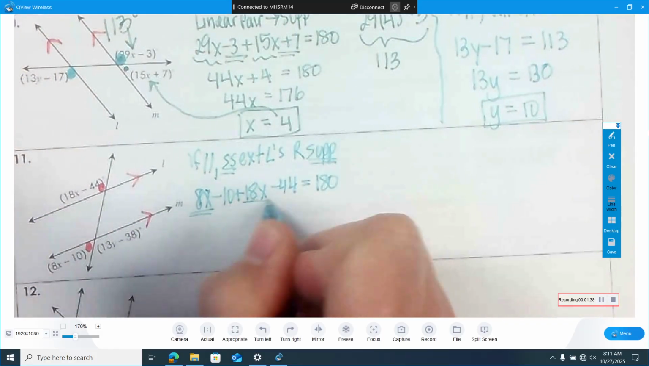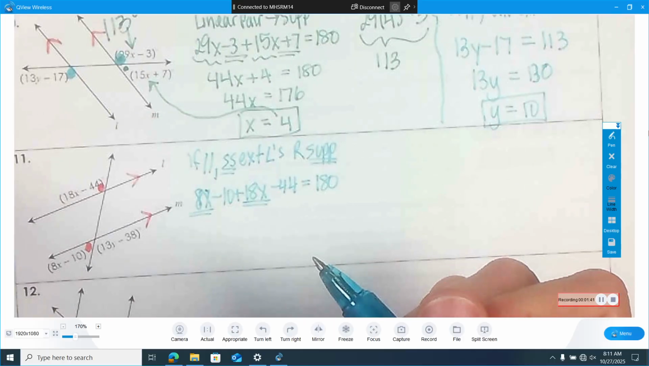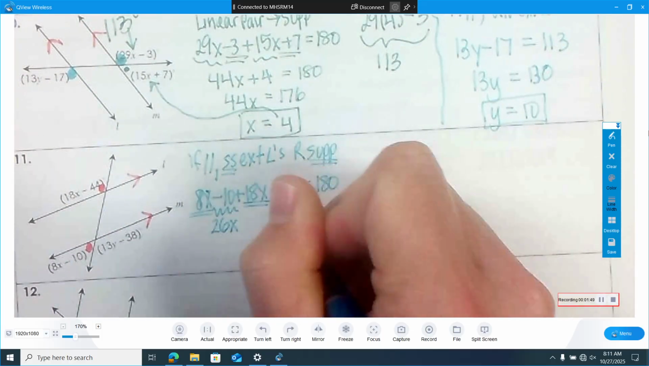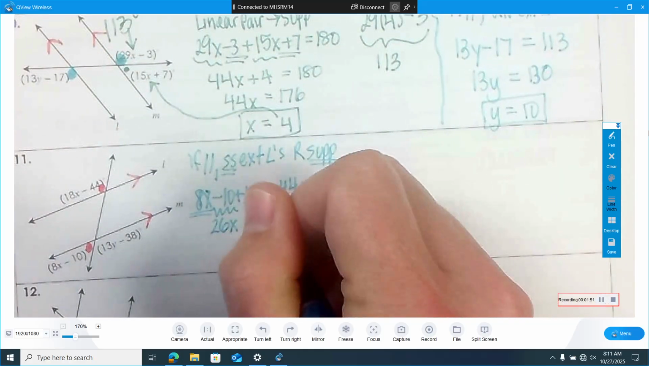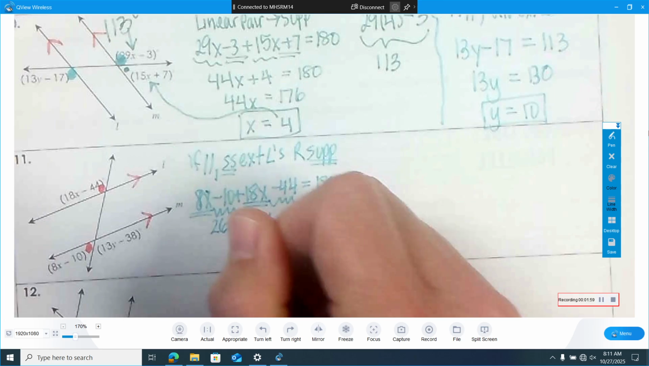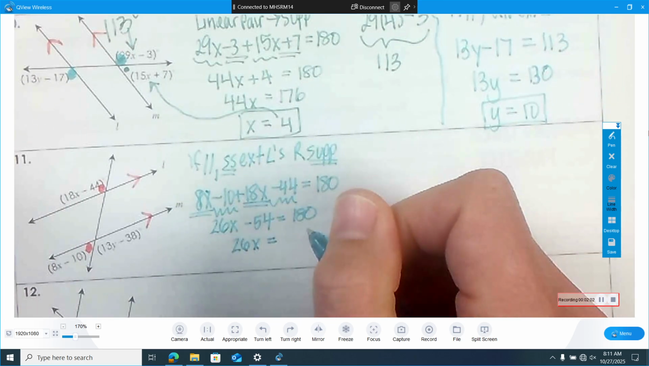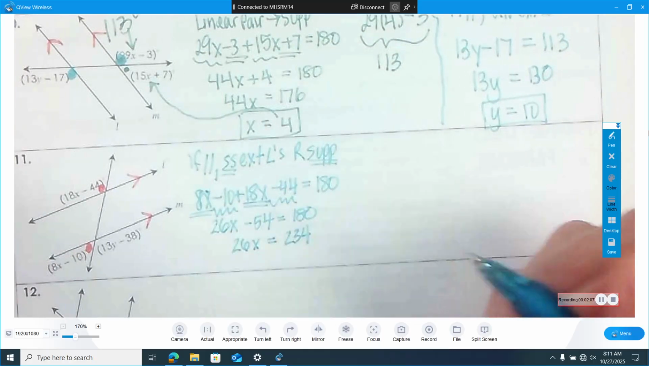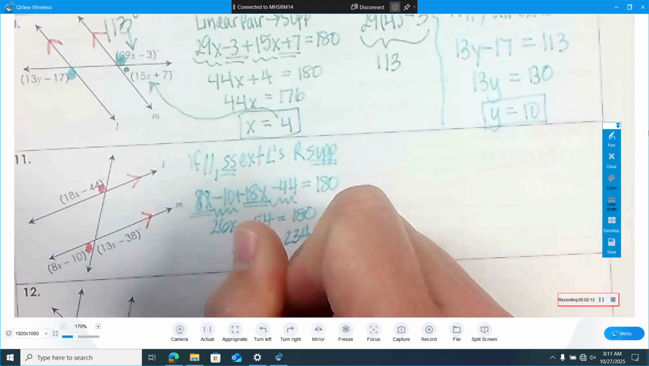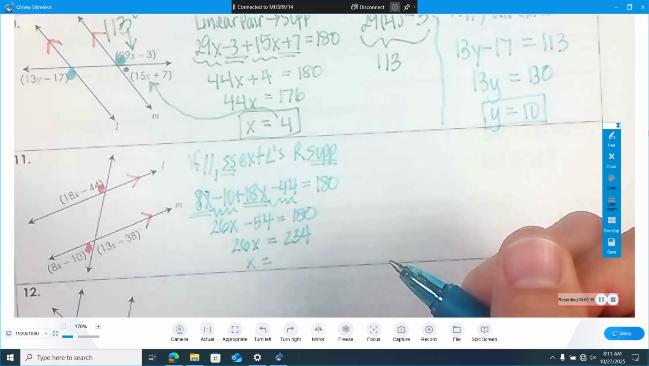Beautiful. I'm going to clean it up. 8 and 18, guys. 26x. Negative 10 and negative 44 would be negative 54 equals 180. And then we need to add 54, so I get 26x equals 234. And then we need to divide by 26. 234 divided by 26.